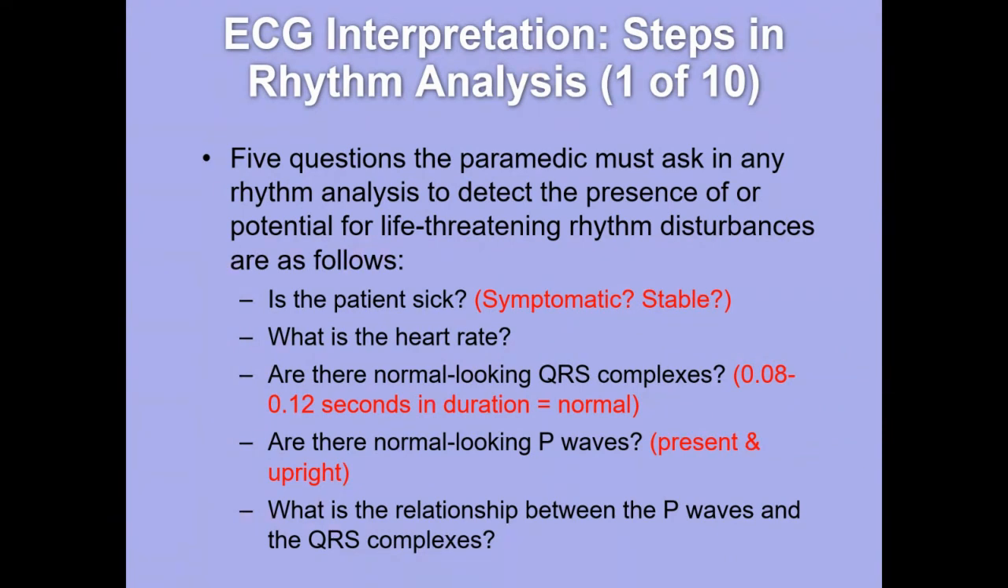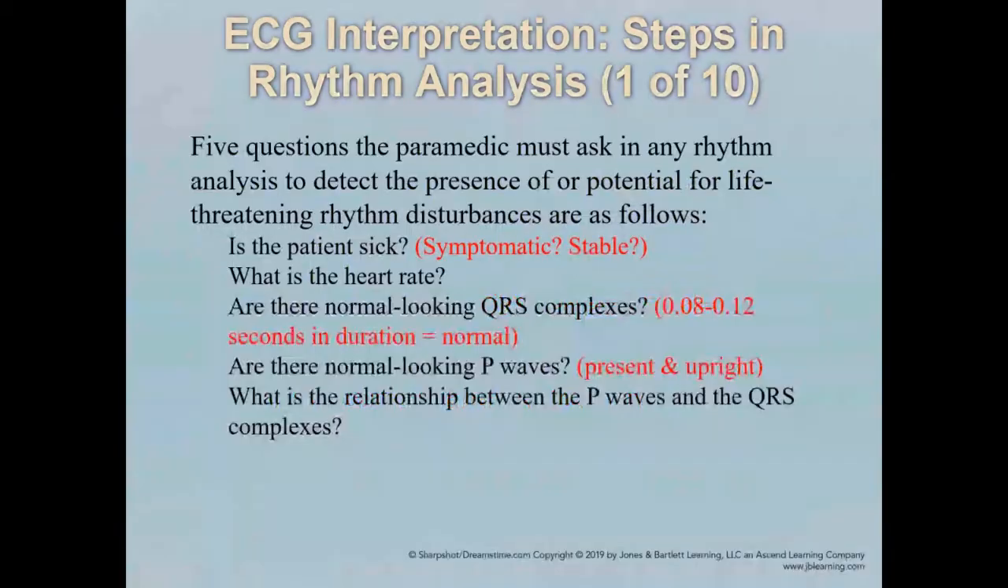Okay, so the questions you're going to have to ask yourself is, is this patient sick? Okay, are they symptomatic? Do they seem stable? What's their heart rate? Are their QRS complexes normal at that 0.08 to 0.12? Okay, or are they wide? Are their P waves normal? Are they present? Are they upright? Is there one for every QRS complex? And are there any extras?